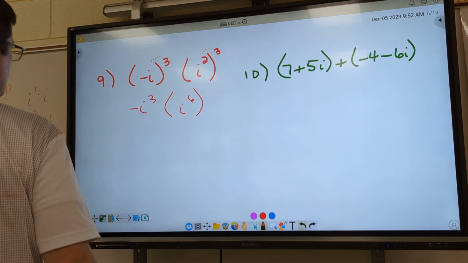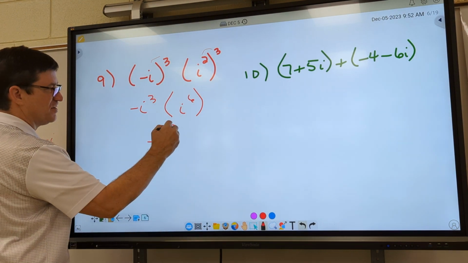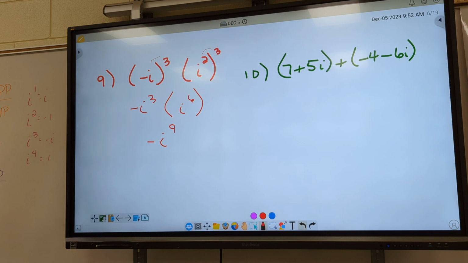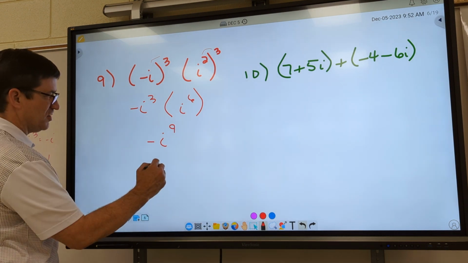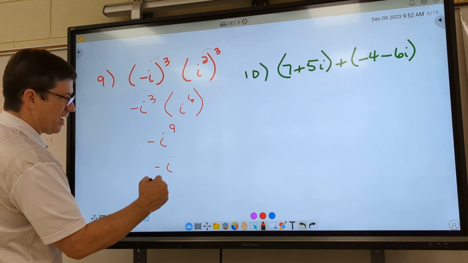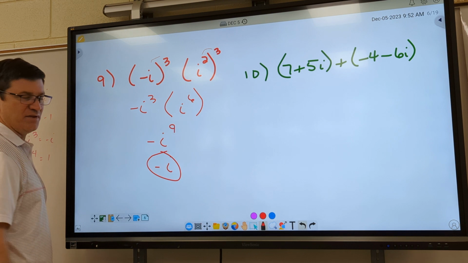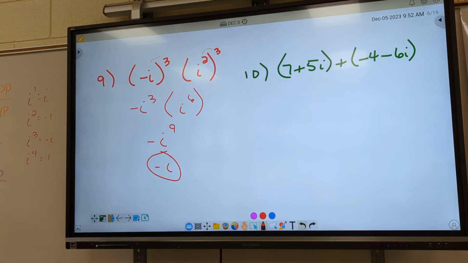All right, let's see what we got. So if I add them up, that's negative i to the 9th, right? Which one of these is i to the 9th? Let's count. 4, 5, 6, 7, 8, 9. That one right there. So i to the 9th just equals i. But I had a negative in front of it. Bring the negative down in front of it. It was already there.